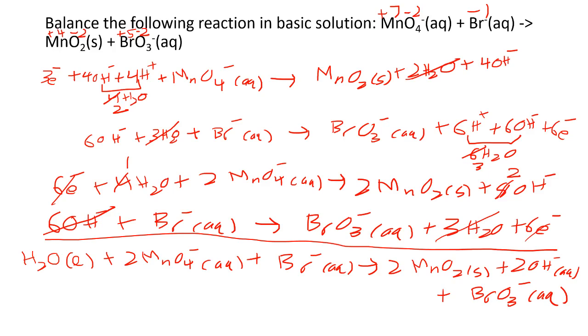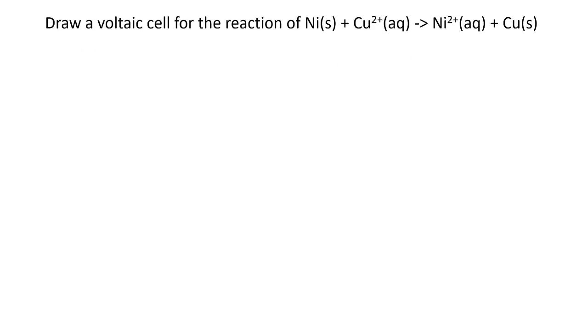So now that we've done some balanced chemical equations, let's look at doing some more with the actual cells we can build out of these. So this asks us to draw a voltaic cell for the reaction of nickel solid plus copper 2 plus goes to nickel 2 plus plus copper solid. So I'm not going to be picky about exactly how you draw it, but I'm going to draw a set of 2 beakers.